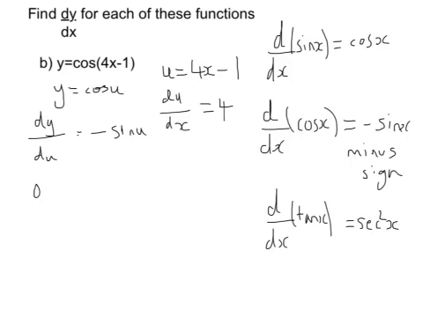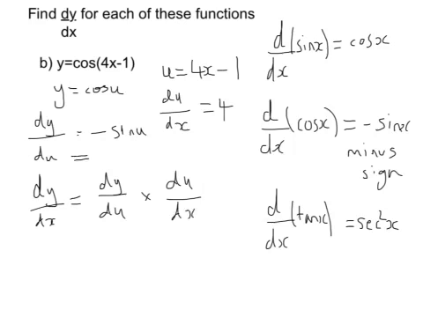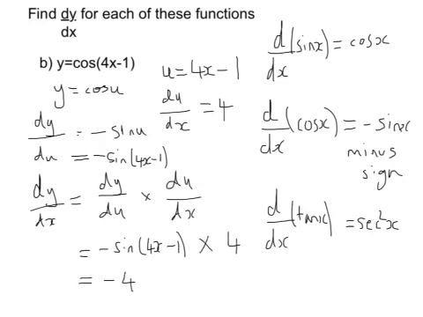Using the chain rule, dy by dx equals dy by du multiplied by du by dx. Well, dy by du is minus sine of u, which is the same as minus sine of 4x minus 1, because that was my u value. So I've got minus sine 4x minus 1 times 4. So that's minus 4 sine 4x minus 1. And that is my differential of this here.